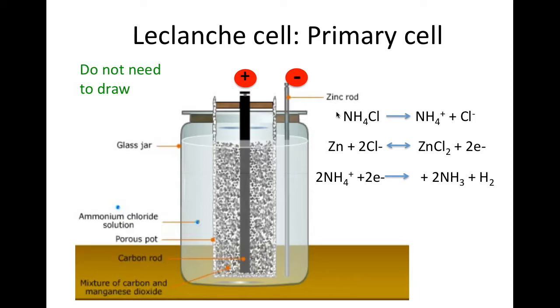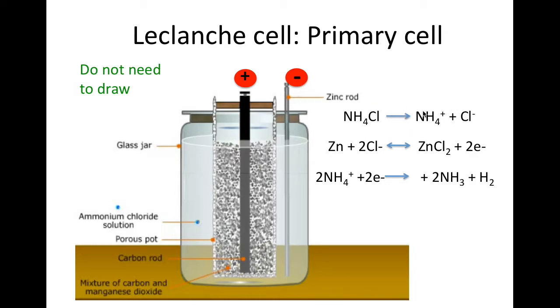Ammonium chloride splits into ammonium and chloride ions. The chloride ions move towards the zinc rod and transfer their electrons to the zinc rod, forming zinc chloride. Here we have the chloride ions combining with the zinc to create zinc chloride. The zinc rod attains negative charge due to the excess of electrons. Thus, the zinc rod becomes the negatively charged terminal, known as the anode.